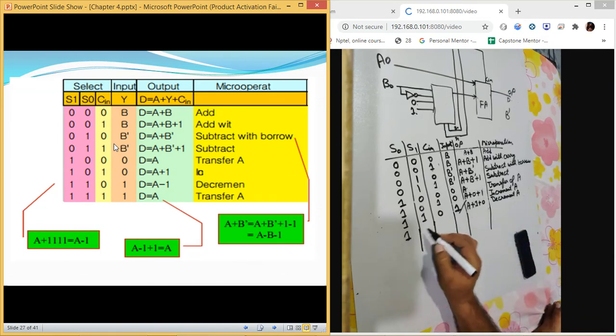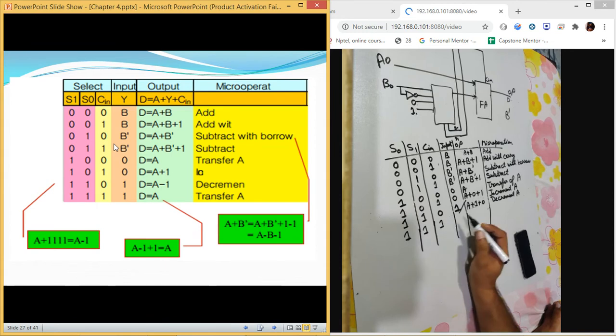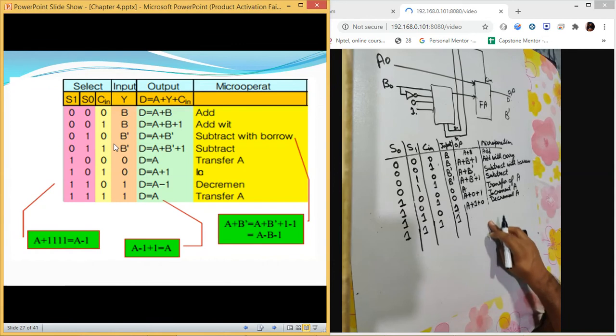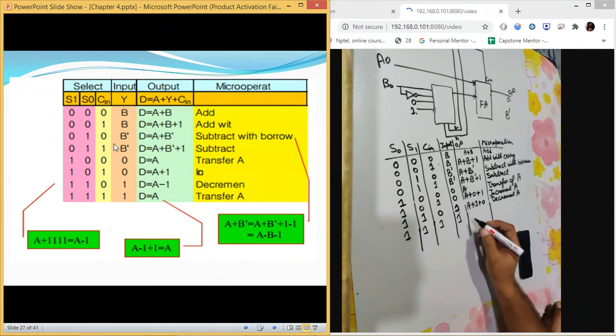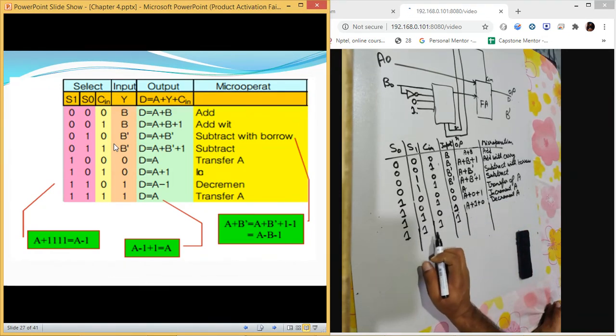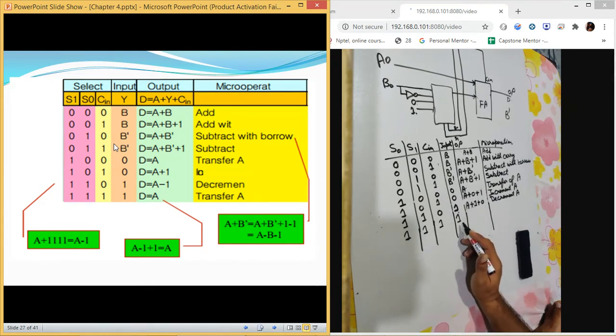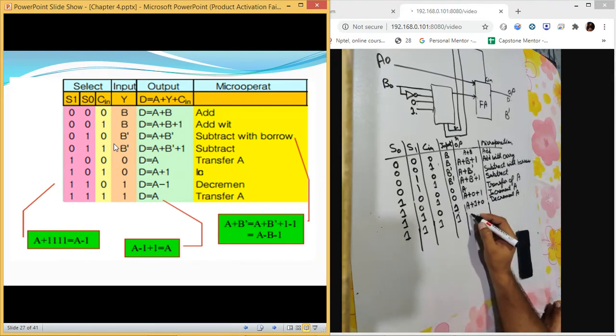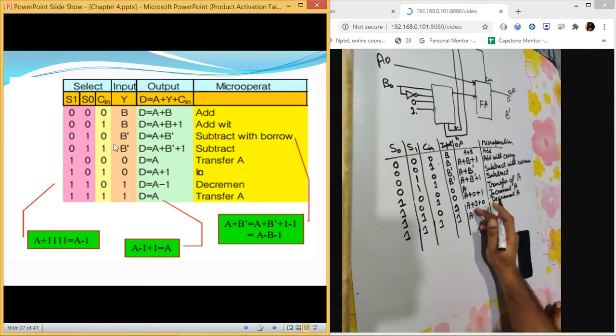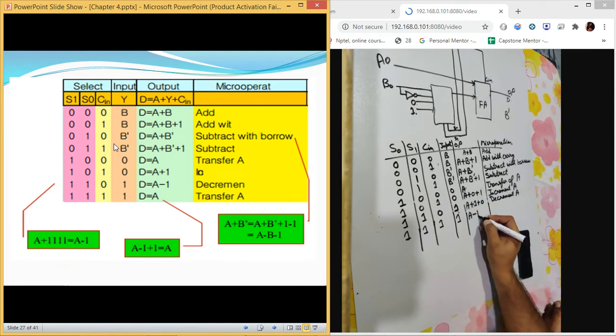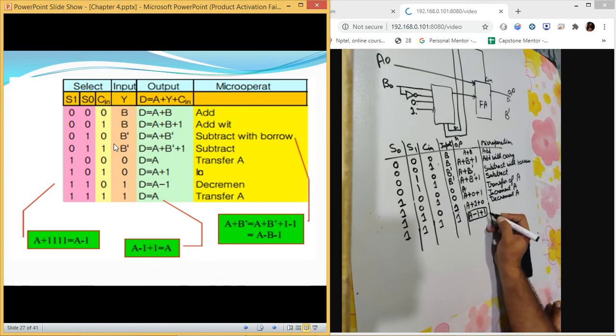So it is 1, 1, 1, and the input will also be 1. So how is it going to perform the task? If all the values are 1, Cin is 1, input is 1, so our value will be A, sorry, A minus 1 plus 1. Now why is it like this? Why is it A minus 1 and plus 1?